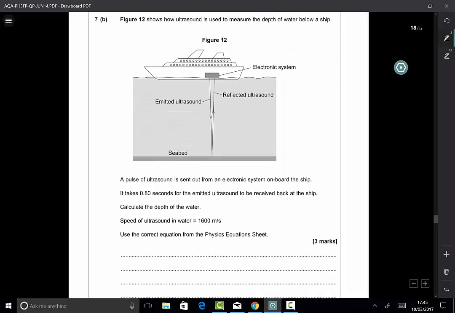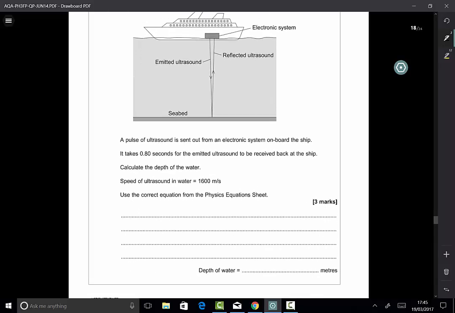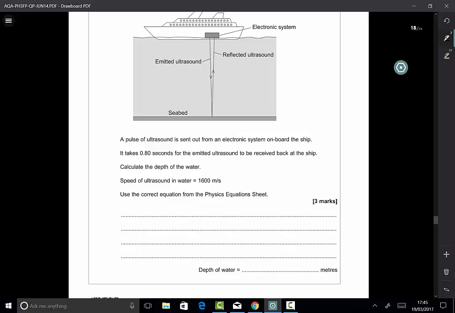Okay, using ultrasound to measure the depth of water below a ship. A pulse of ultrasound is sent out from an electronic system on board the ship. It takes 0.8 seconds for the emitted ultrasound to be received back at the ship. What is the depth of water? So if it's taken 0.8 seconds to get down there and back, it's only taken 0.4 seconds to get there.